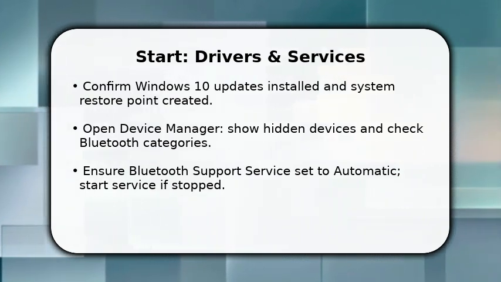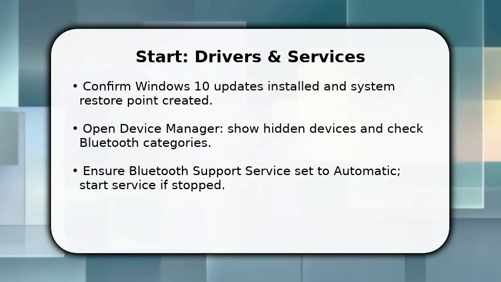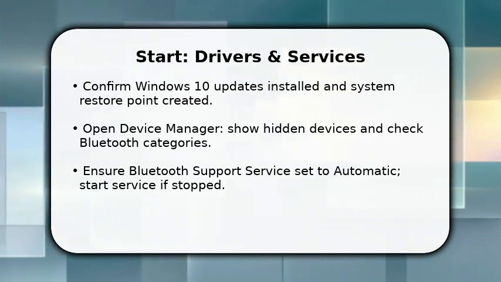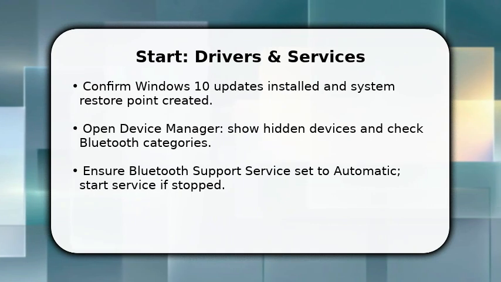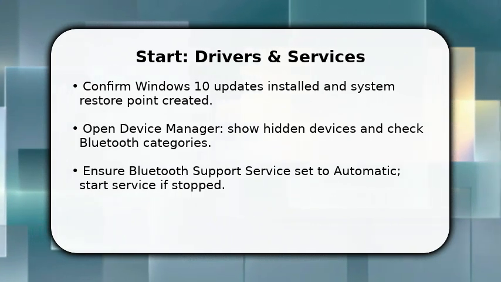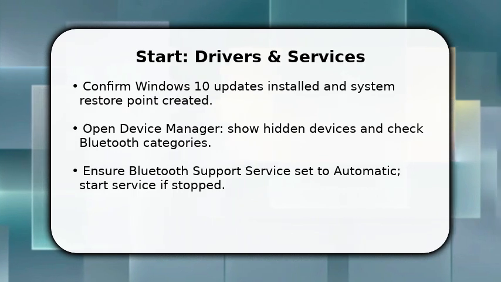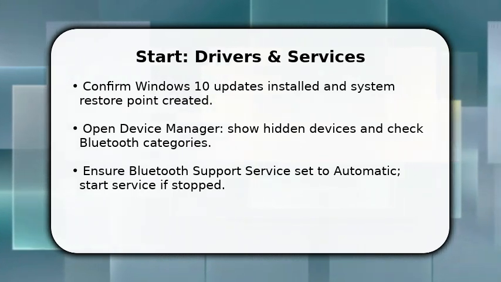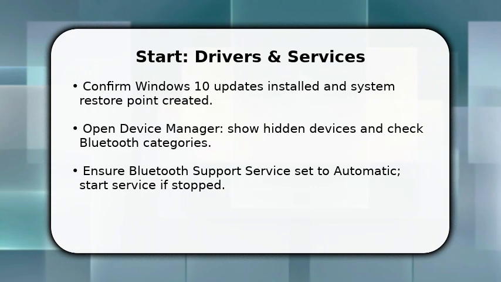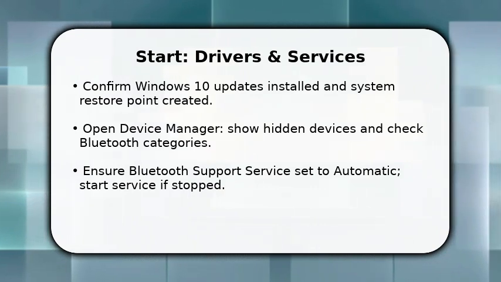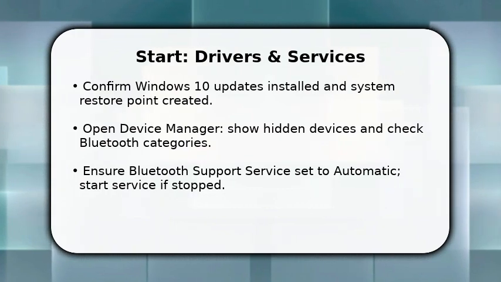Next, open Device Manager, enable View, Show Hidden Devices, and inspect any unknown or disabled Bluetooth entries. Finally, open Services.msc, find Bluetooth Support Service, set it to Automatic, and start it if stopped. These three actions re-enable the OS plumbing that makes the button appear.